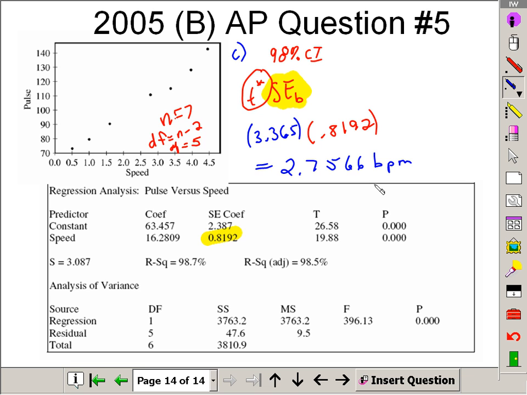Congratulations. You have now completed question number 5 on the 2005 Form B test, but more important, ladies and gentlemen, you have completed all the material that is required right now for AP Statistics.